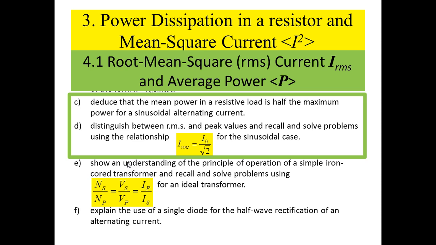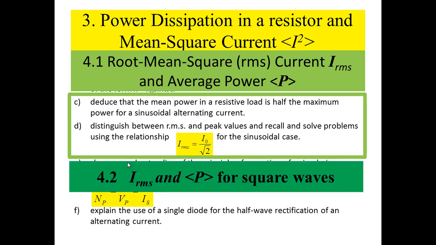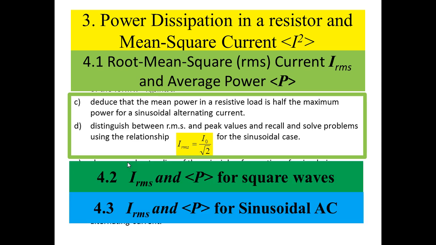Okay, we have reached the end of this part, the second portion of the AC. In the next video, I'll tell you more about the root mean square current for square waves and the root mean square current for sinusoidal AC. These will be two cases that we'll study and apply our knowledge on root mean square current and average power in more concrete terms. See you in the next video.